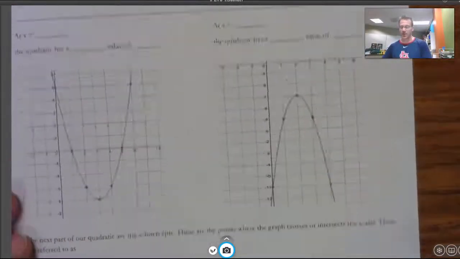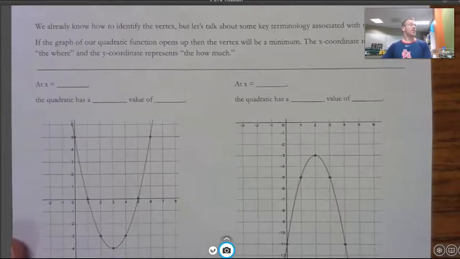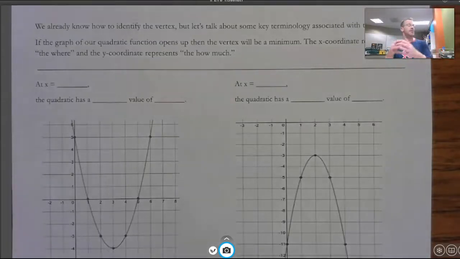Okay, now let's flip to page 2 of our new notes here. When we talk about a vertex with a quadratic, we know it's either a maximum value or a minimum value, based on whether the quadratic opens up or down. We've kind of looked for that when we did our table work at the very beginning of the year. Now what we're going to work on is some terminology associated with that. The x value of the vertex tells you where the max or min happens, while the y value tells you what that value is.